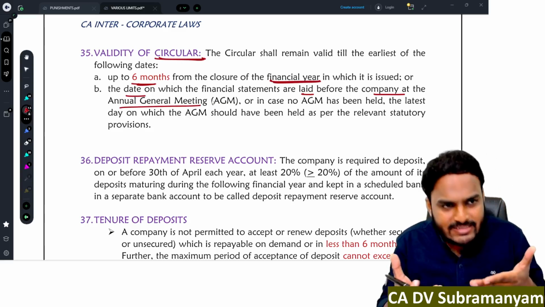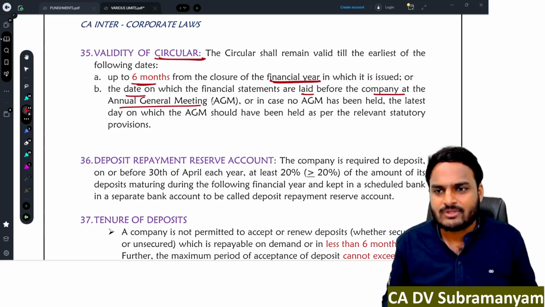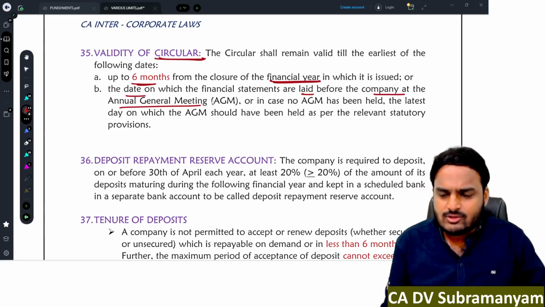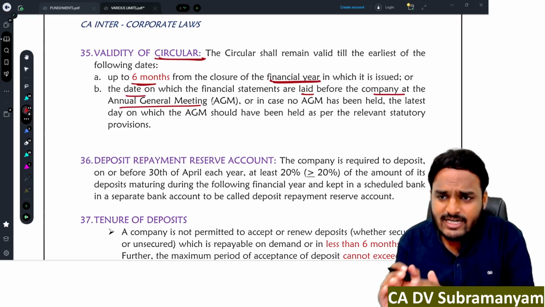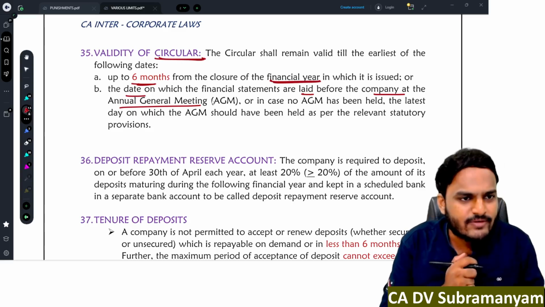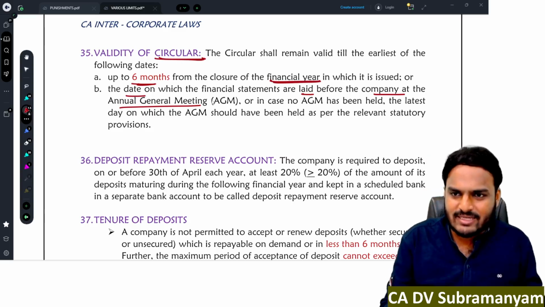As you all know, the due date of AGM is within 6 months from the closure of the financial year only, yes or no? And the time gap between two AGMs shall not exceed 15 months. So forget about the second limit. Let's speak about only the first limit. So what is the actual due date? Due date of AGM: 6 months from the closure of the financial year only. So technically both are the same.